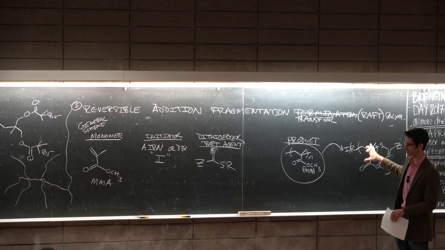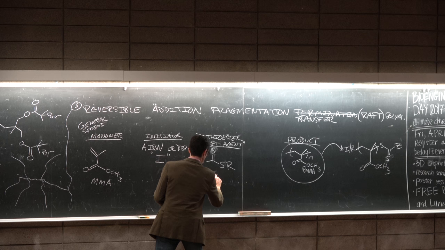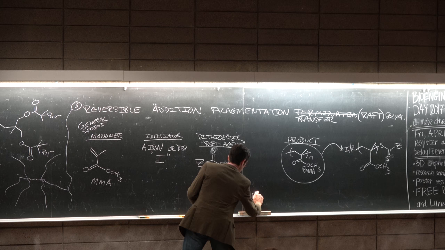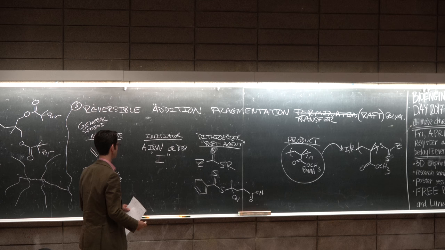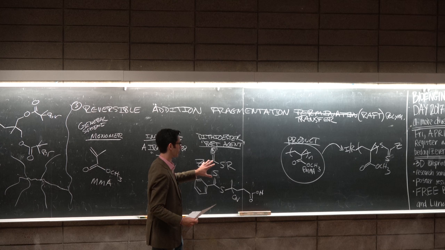What are Z and R? A common RAFT agent might be this. You do not need to memorize these structures. Please don't memorize these structures unless you want to, which is fine. It's good enough to know that we have end group control and that we are making this polymer, but in a controlled way.